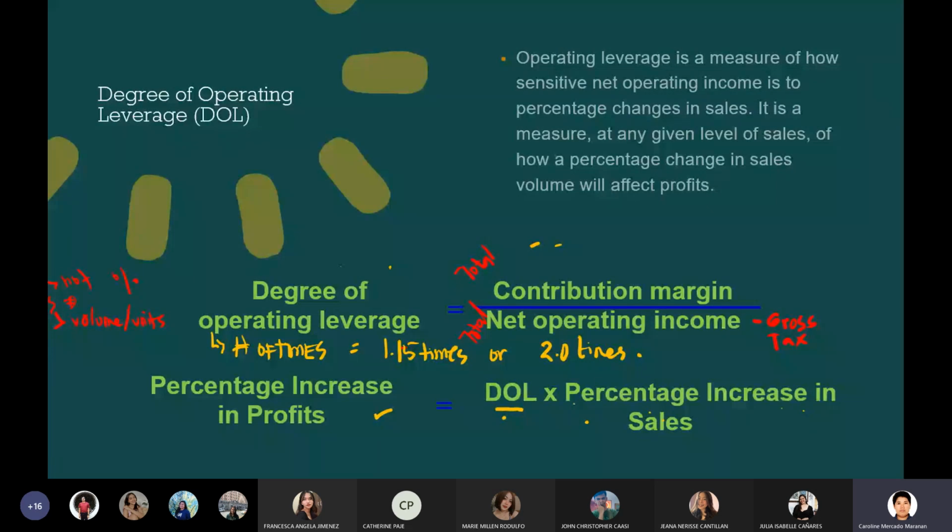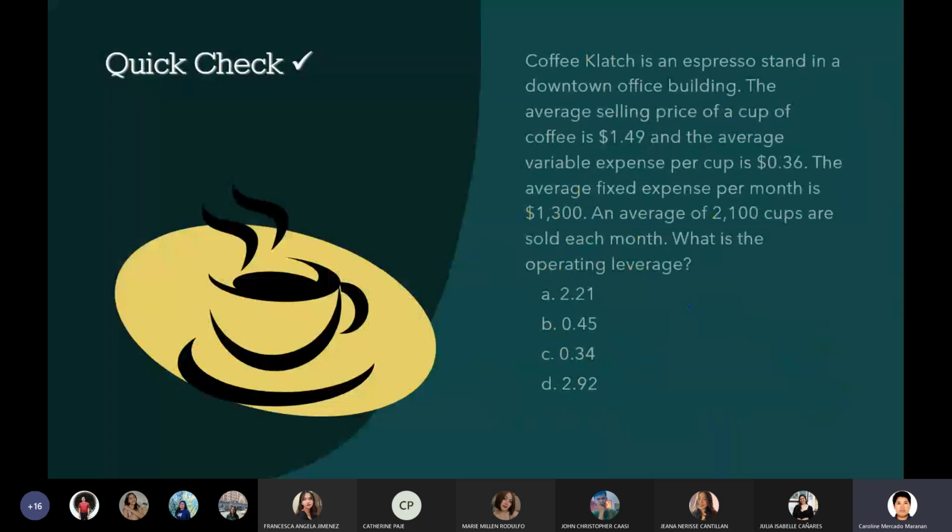So, lagyan natin ng example. Katulad nito. Okay? Coffee Clutch is an espresso stand. Kapares lang mga examples natin previously. Kinontinue lang natin ngayon.